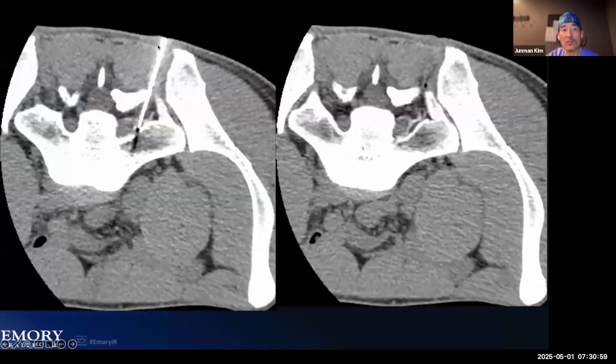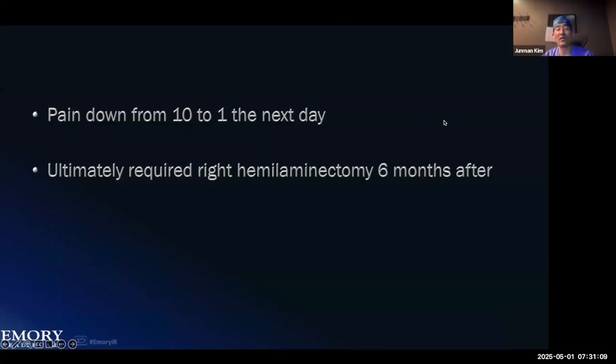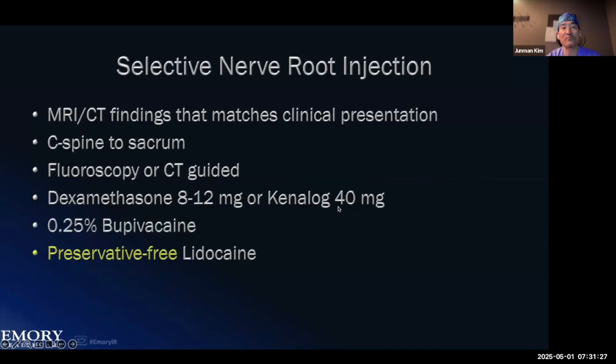So this was the approach that we use, 22 spinal needle through the posterior foramen and injected some contrast so that it outlines the nerve root right here. So patient pain came down from 10 to 1 the next day. Ultimately, because of the disc extrusion, patient ultimately required right hemilaminectomy 6 months later. But the pain was relatively controlled until he had the surgery.